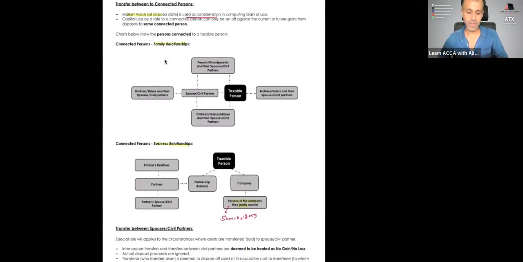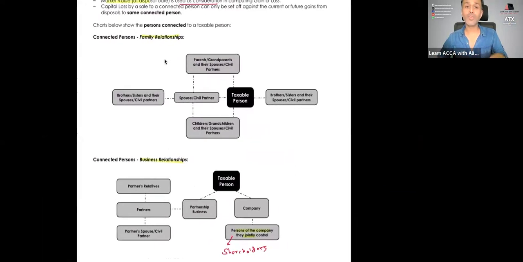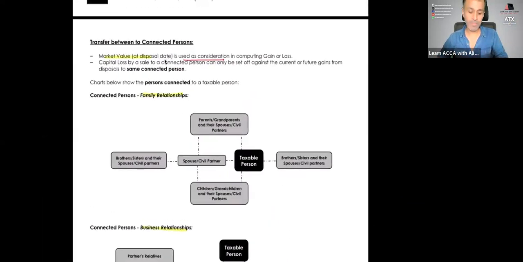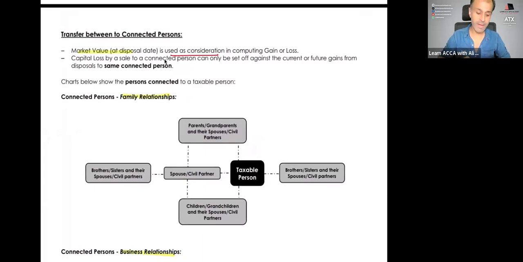Okay. And the rule that you should not forget to apply is to make use of the market value instead of proceeds for the purpose of computing the gain or maybe a loss. Any loss that you may have arrived at on the sale to a connected party. Suppose you have sold an asset to a sister and you have made a capital loss.